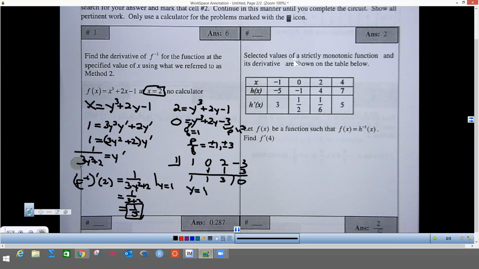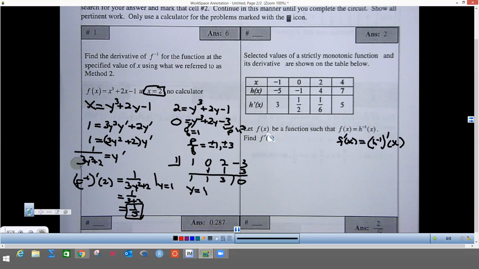Coming over here, this says this is a strictly monotonic function, which just means it's increasing or decreasing all the time. And since it starts lower and goes up, this is a constantly increasing function. And its derivatives are shown. So there's h of x and h prime of x, and it says let f of x be this function where f of x is equal to this. Well, what that means is that the derivative of f of x should equal the derivative of the inverse function of x. Because if these functions are equal, then these derivatives should be equal.